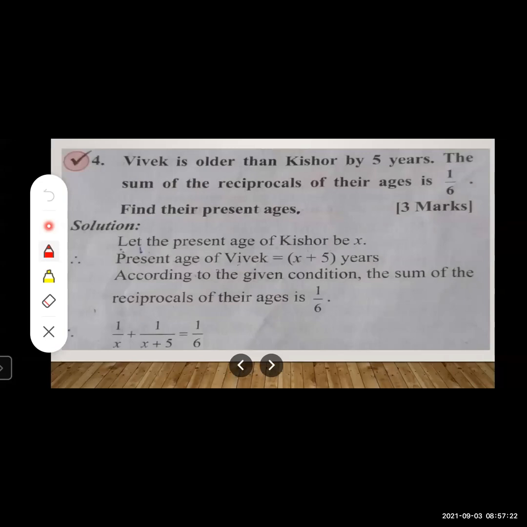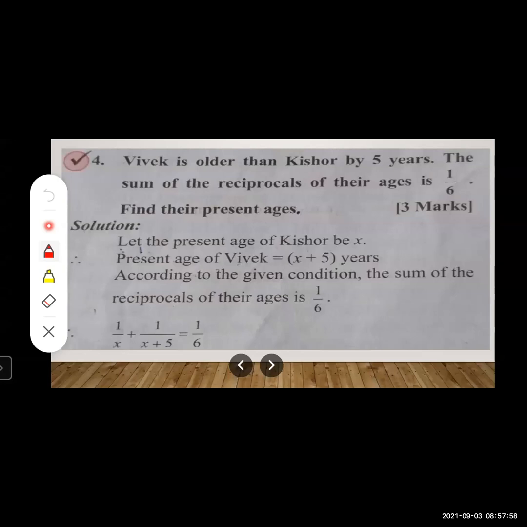Vivek is older than Kishore by 5 years. The sum of the reciprocals of their ages is 1/6. Find their present ages. This question is of 3 marks. Now read this example very carefully. Very simple it is. Vivek is older than Kishore by 5 years. The sum of the reciprocals of their ages is 1/6. Find their present ages. We don't know Vivek's age or Kishore's age.